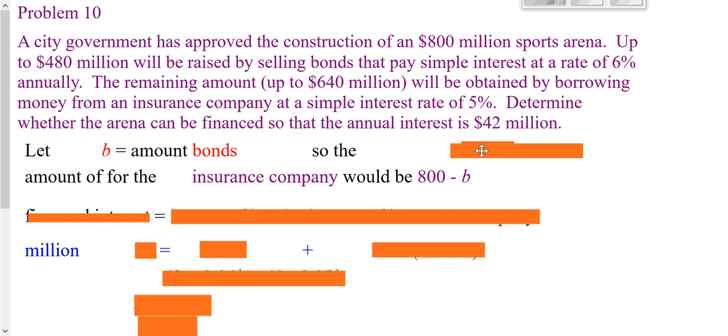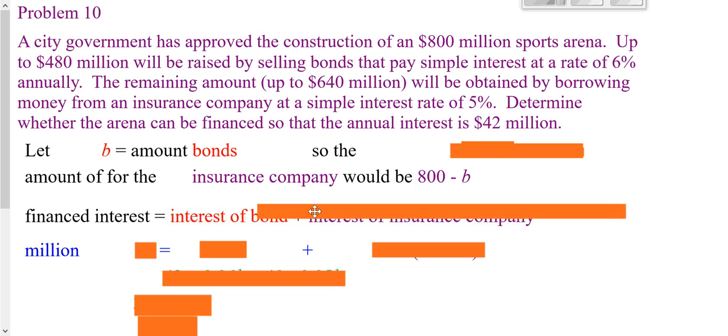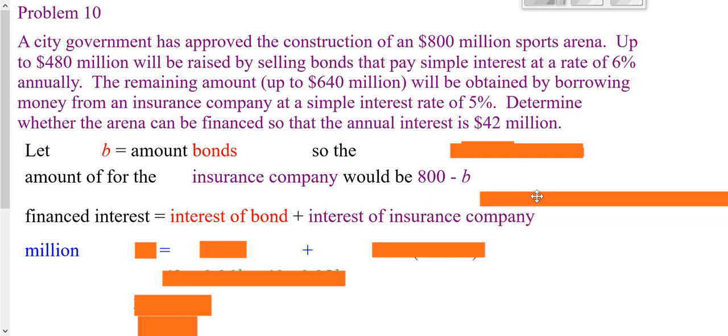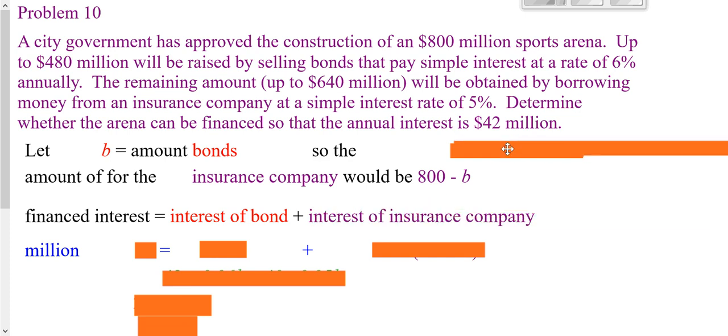Now, in financing this, our total amount that we're financing is really broken up into two chunks. What we're putting into the bonds and the interest there, plus what we're having to pay the insurance companies in interest. Now, if we work in millions, we don't have to include all those zeros. And you'll notice all the numbers up here were in millions as a label, so that's what I'm going to do down here.